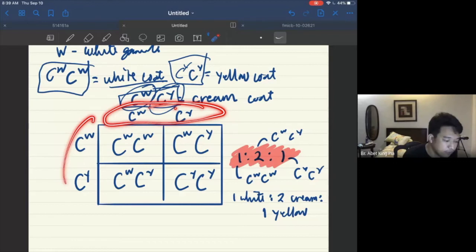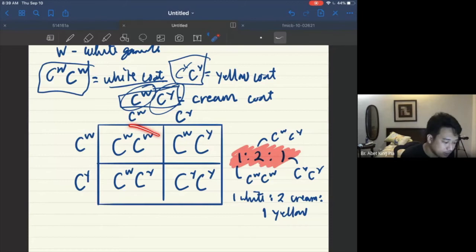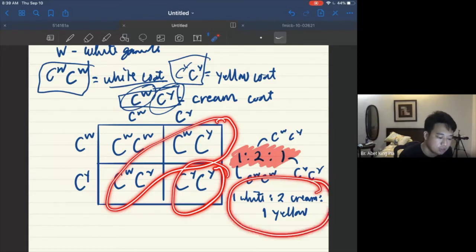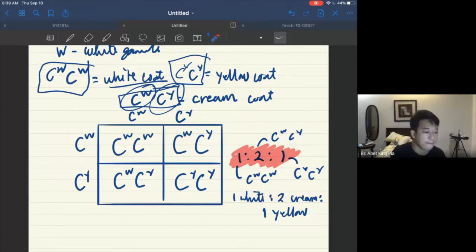Now, with the Punnett square, ito yung lalabas. Napakadali lang. Which gives us 1 white, 2 cream, and 1 yellow. So, ito yung phenotypic ratio. And sabi ko nga, same lang din siya sa genotypic ratio. Kaya mas madali siyang intindihin.